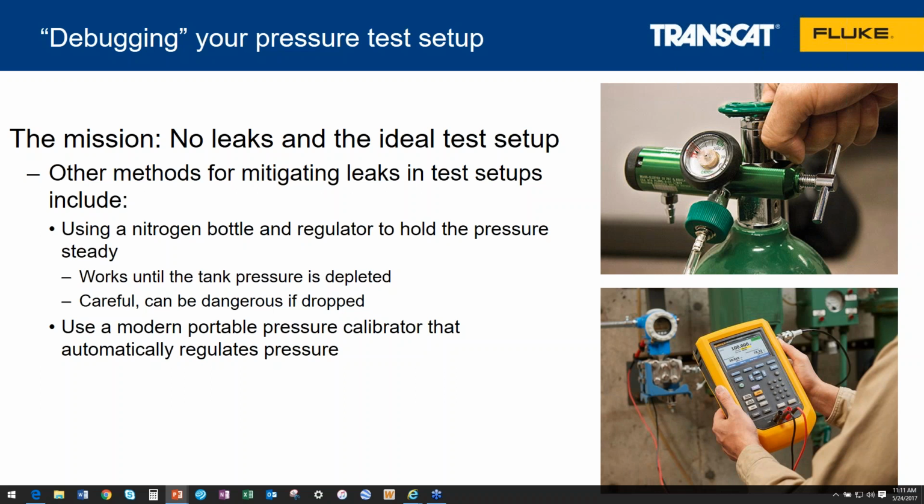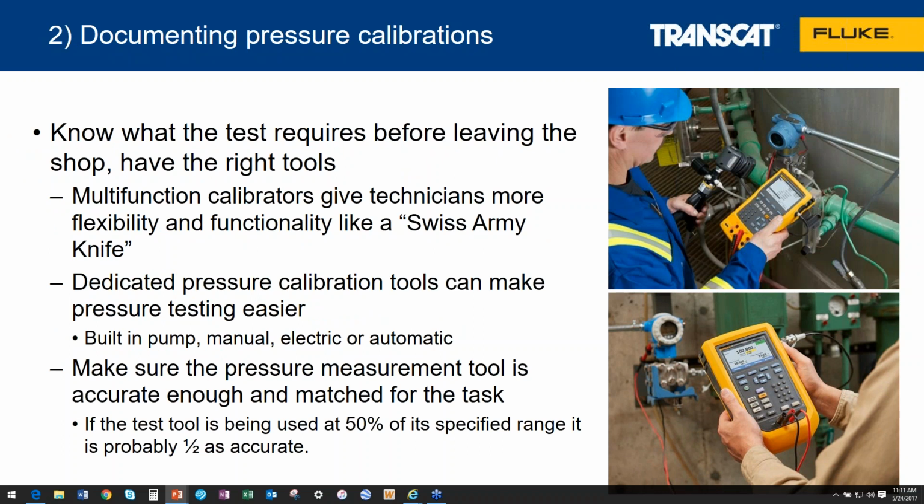Another alternate is to use a modern portable pressure calibrator that automatically regulates pressure. There's a number of such tools in the market. One example shown here is the Fluke 729 in the lower right-hand corner of the slide. So that summarizes the leaking pressure pain point.